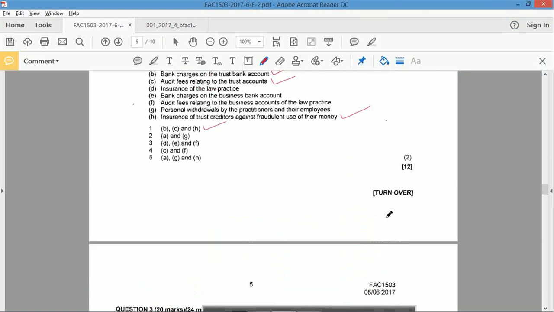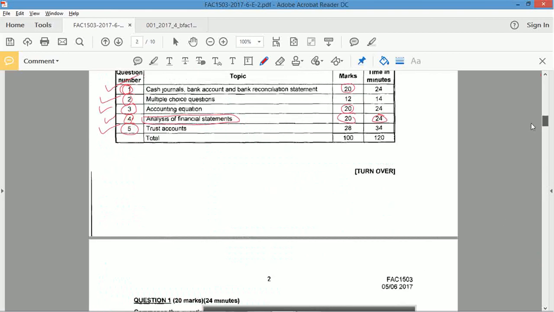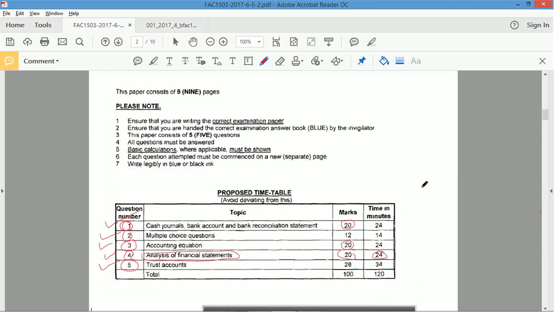Right, was that the end? Yeah, that's the end. Okay, perfect. So that was the whole exam paper. We've done the 5 questions, 100 marks, 2 hours long.